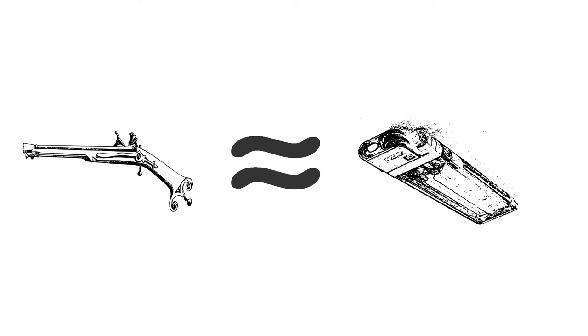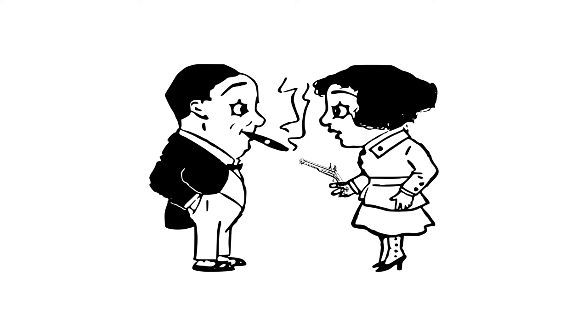The forerunner to the modern-day lighter was the flintlock pistol. In fact, interestingly enough, by definition, a flintlock pistol can be classified as a lighter. And I wouldn't recommend trying to light a cigarette with one.